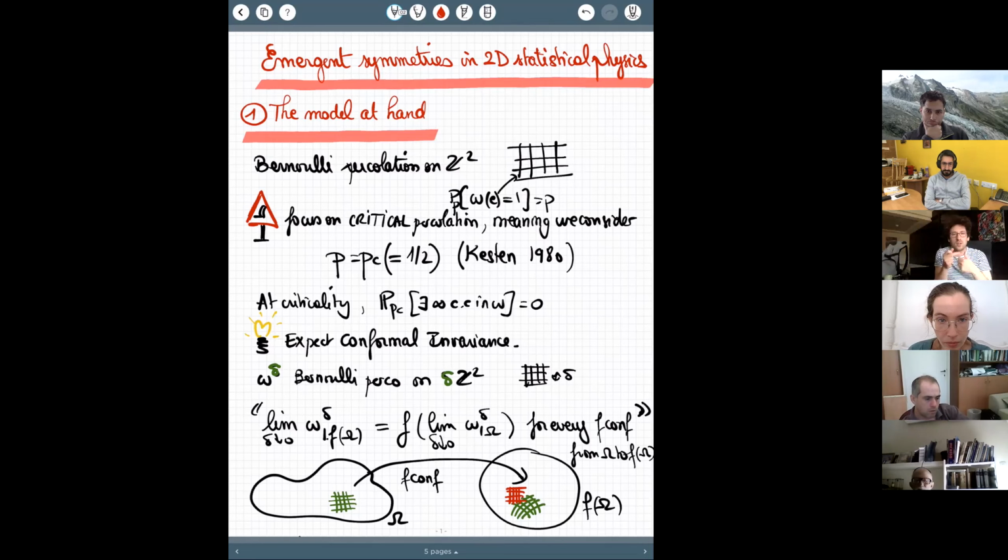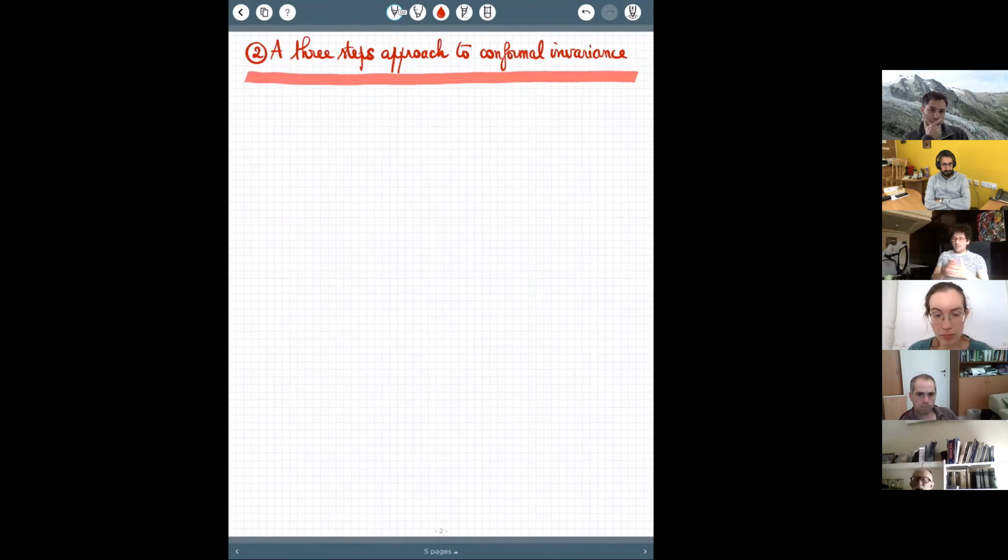So you are going to see I'm going to state 3 conjectures that correspond to 3 natural steps to try to get to this conformal invariance. And by doing so, I will also state these things a little bit more carefully. And then I will explain to you which steps seem tractable, which steps are still open, etc. Okay? So let's dive into this 3-step approach to conformal invariance.